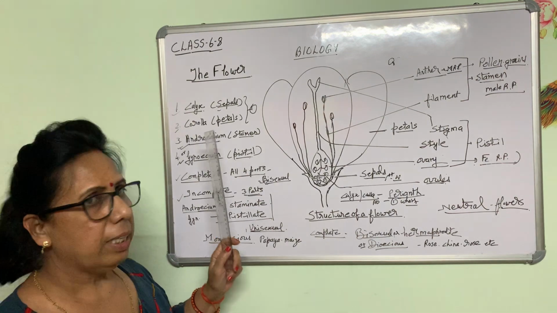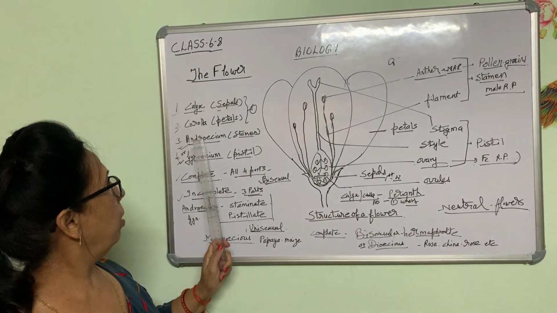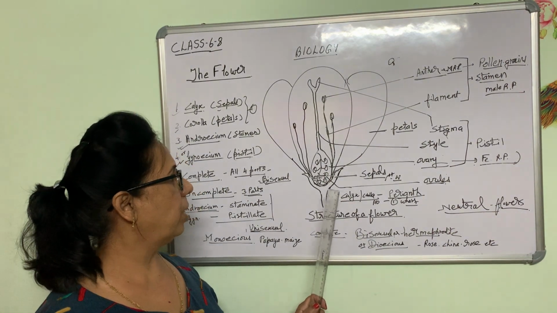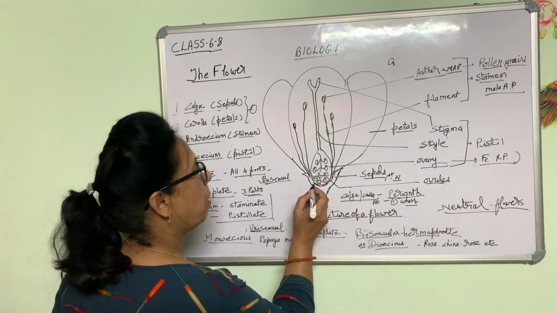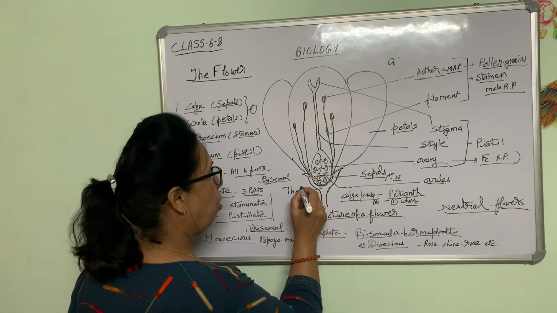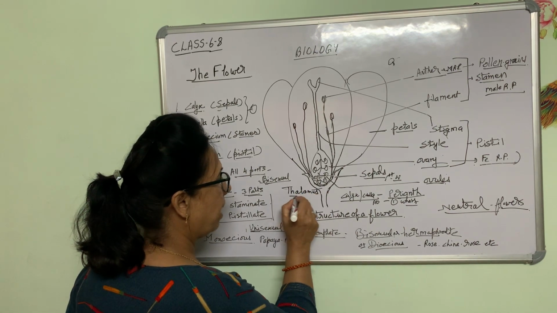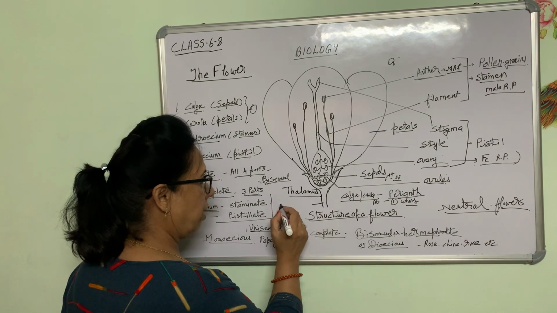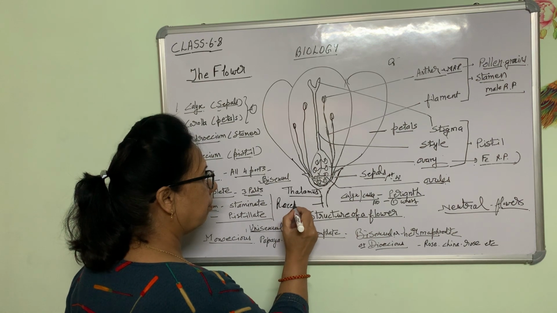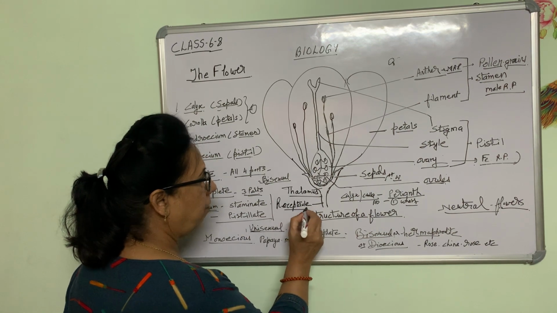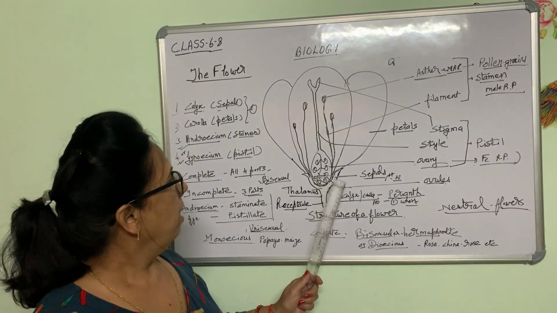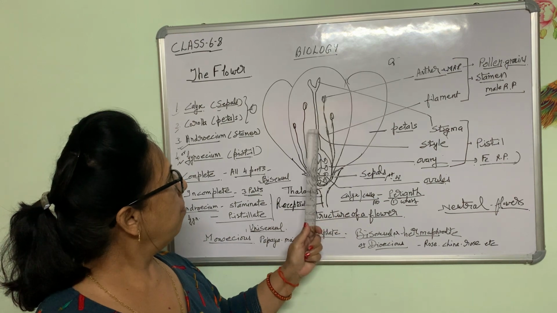So the four main parts are calyx, corolla, androecium, gynoecium. Calyx is the outermost whorl, green in color, at the base of the flower. And at the base is the point from where all the whorls arise, this is called thalamus, on which all the floral whorls arise. The stalk is known as the receptacle. This is the flower: calyx, corolla, androecium, gynoecium.